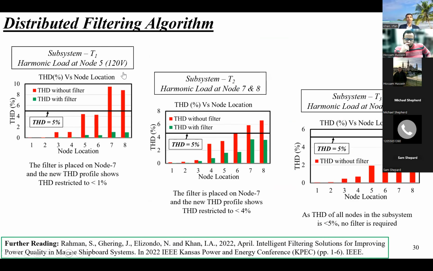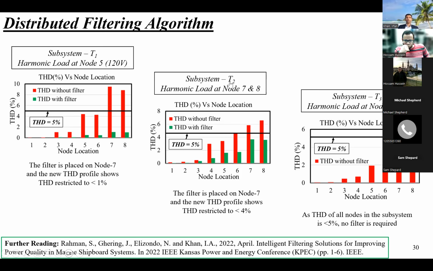All right, so T1 is subsystem 1. In subsystem 1, if we have a harmonic load at bus number 5, then bus numbers 7 and 8 are those which show high THD because they are further away. To reduce those harmonics to less than 5%, we propose some filtering. The filter is placed at bus number 7 and total THD is reduced to less than 1%.